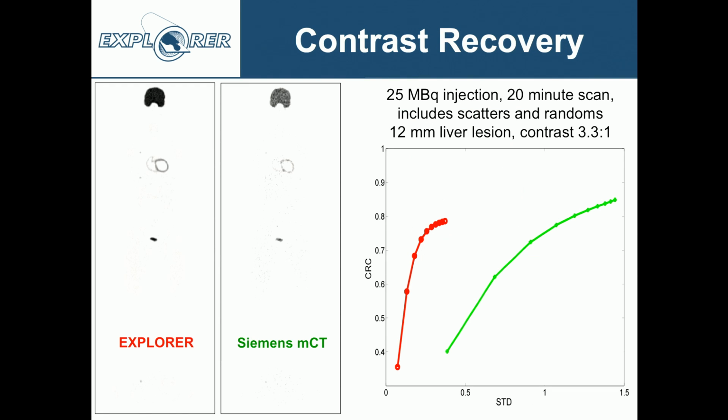And we've also started to look at lesion detection as well. And again, this is all simulated data at this point, but it gives us some idea of the kinds of gains we can get. I'm just going to show you one example here. This is a simulation with a liver lesion here and a lung lesion here. The liver lesion has a contrast of about 3.3 to 1. And so again, when we've got this much better quality data because of the higher sensitivity, you can see this liver lesion is really quite easy to see visually here, much harder here. And here are the contrast recovery curves plotted to compare the EXPLORER geometry that we're working on versus a standard clinical scanner.